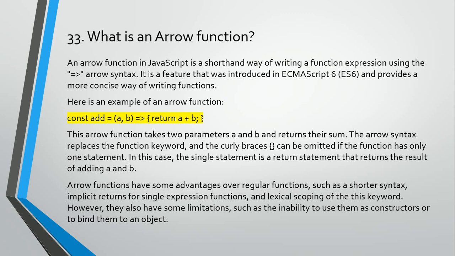Arrow functions have some advantages over regular functions, such as shorter syntax, implicit return for a single expression function, and lexical scoping of the this keyword. However, they also have some limitations. As you know, everything has advantages and disadvantages. Like that, arrow functions have them also. Such as the inability to use them as a constructor or to bind them to an object. So we can't do the constructor work with them, as well as we cannot use the this keyword, and for the binding purpose we can't do it with an arrow function.